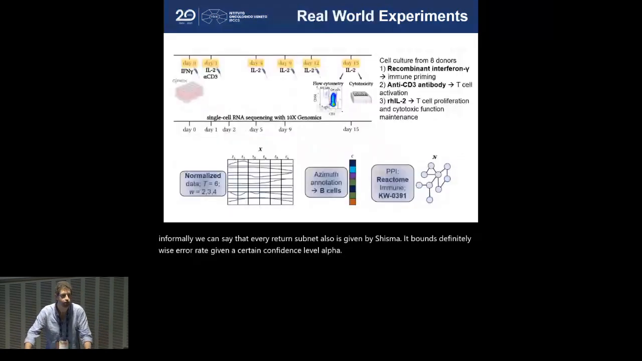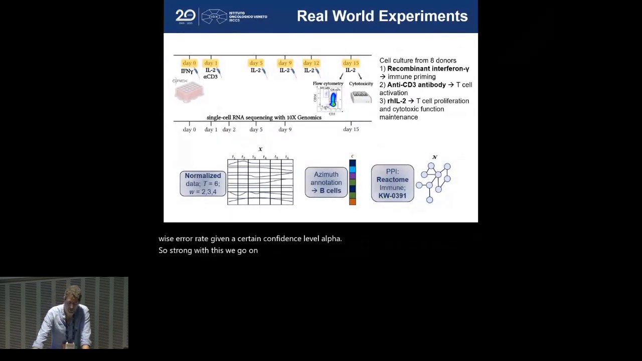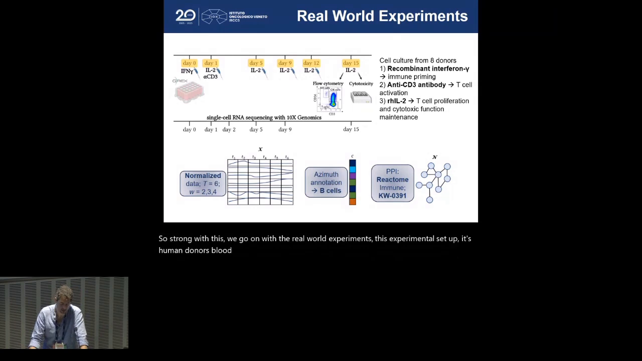So strong with this, we go on with the real-world experiments. This is the experimental setup. It's blood from human donors that was immune primed, to check what is the immune response in the samples. And it's 6 time points, with samples taken at day 0, 1, sorry, don't remember, 5, 9, 12, and 15.